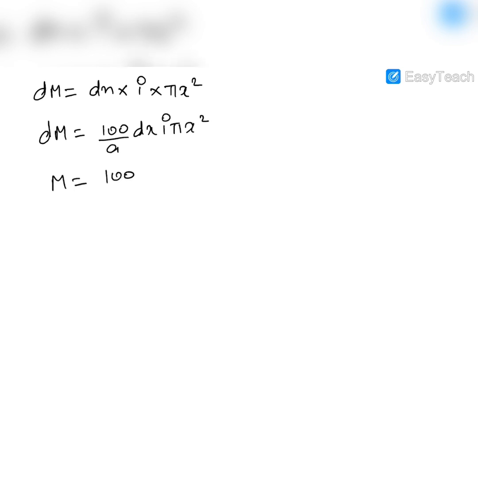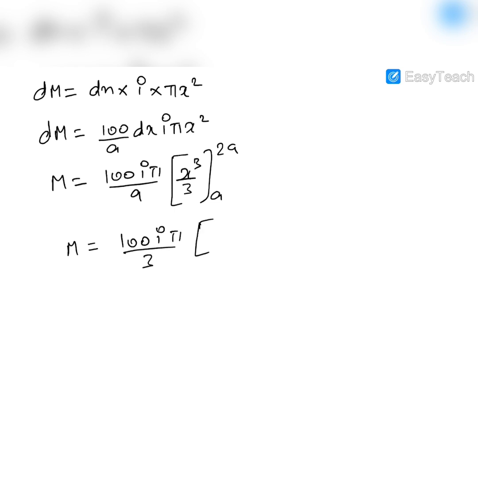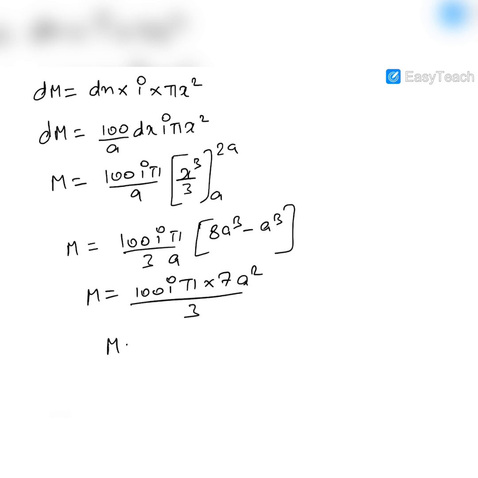M will be equal to 100 I pi by a x cube by 3, and the limit of x will be from a to 2a. So M will be equal to 100 I pi by 3, and it would be 8a cube minus a cube. So M will be equal to 100 I pi into 7a square by 3. So M will be equal to 100 into I, which is 8 milliampere.